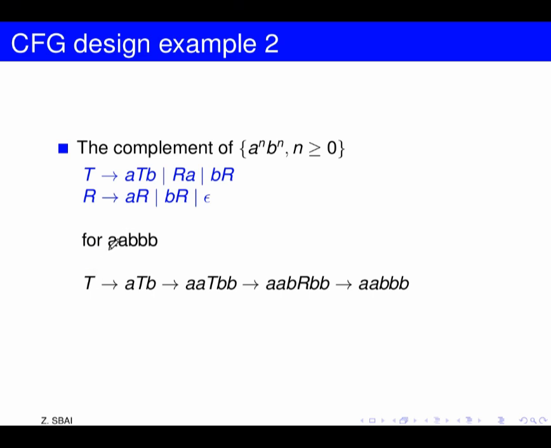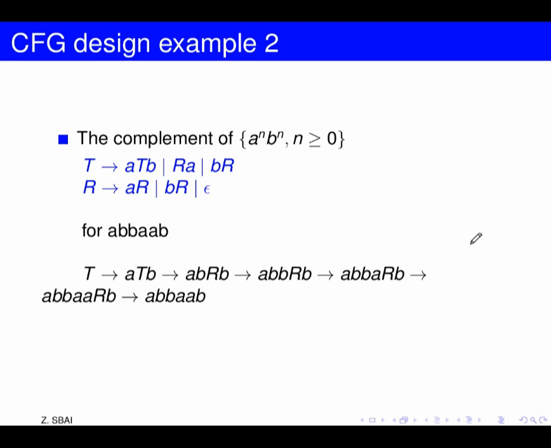Let's take, for example, the string double a, triple b. We will choose the rule T yields aTb. Then the T in the middle will be substituted by aTb also. Then the T in the middle will be bR, since we have finished the double a and we have just one b in the middle here, so we will choose bR, and then the last R will yield epsilon, so that we will accept double a, triple b.